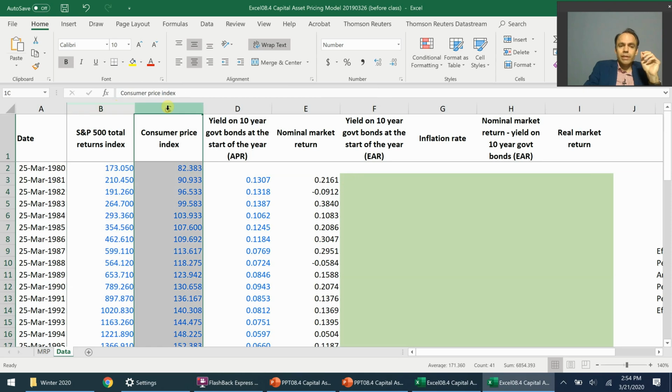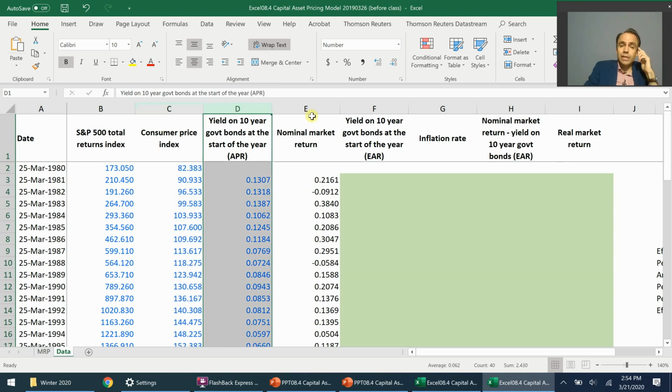This column C is the consumer price index. It's not inflation rates and percentages, it's an index. So it's showing you an estimate of the relative change of a basket of goods in terms of prices. So you take a basket of goods that would have cost $82 in 1980, it's going to cost $91 in 1981. What you have here in column D is yields on 10-year government bonds at the start of the year, expressed as an annual percentage rate.